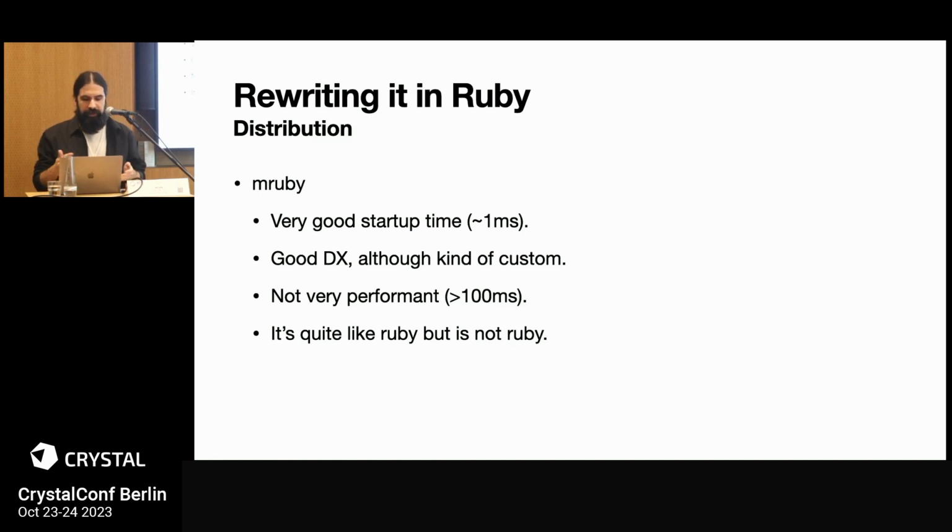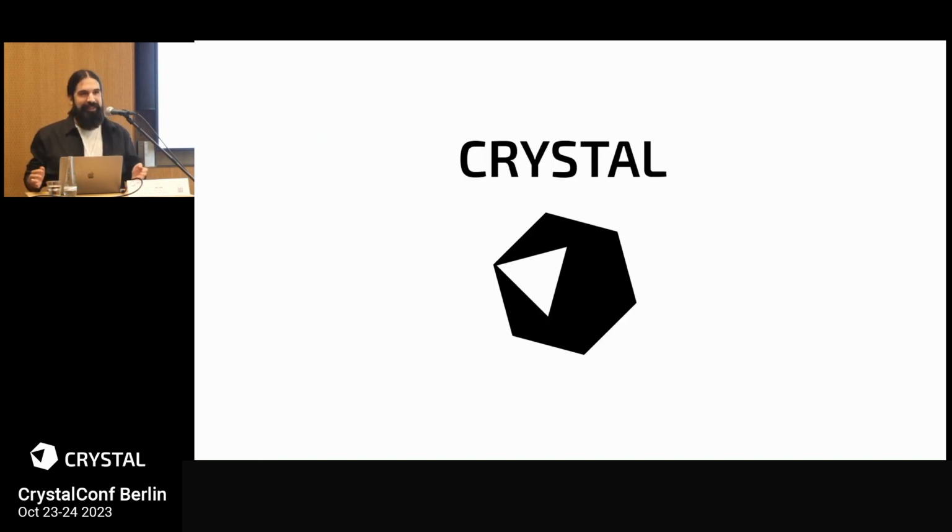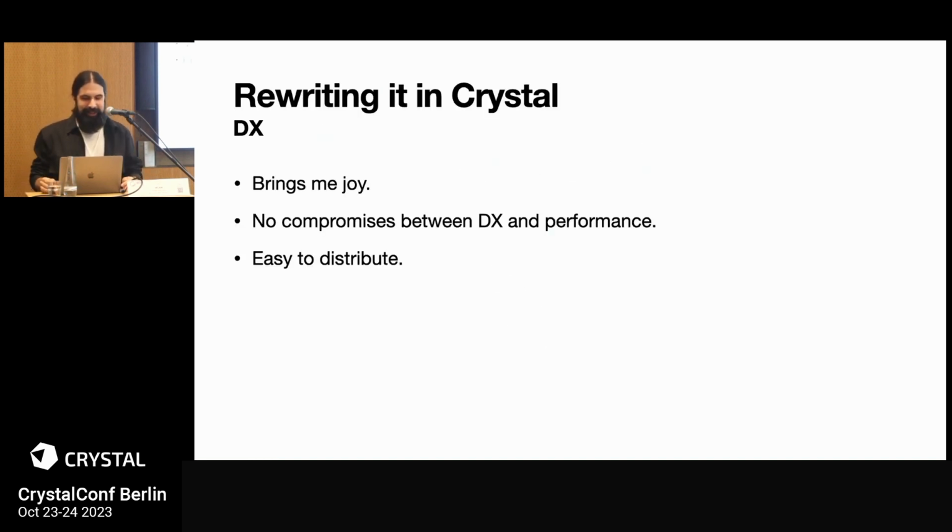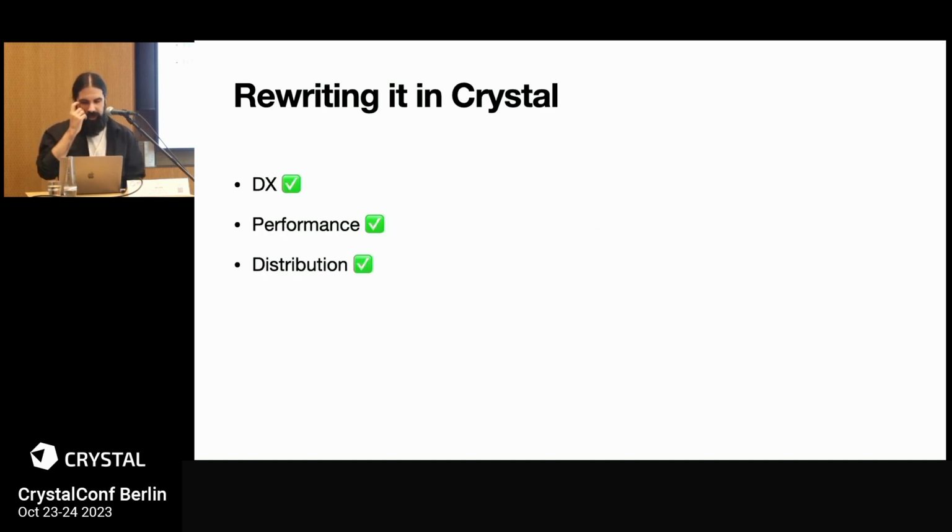When importing the project to mRuby, the overall performance wasn't very good. So I know it's quite like Ruby, but it's not Ruby. And I know another language like that, which is Crystal. So Crystal, in terms of DX, it brings me joy, because I like Ruby and I also like Crystal. It's very, very natural for me. And there are no compromises between developer experience and performance. And also, as we will see, it's easy to distribute. So in that regard, it checks all the boxes for me.